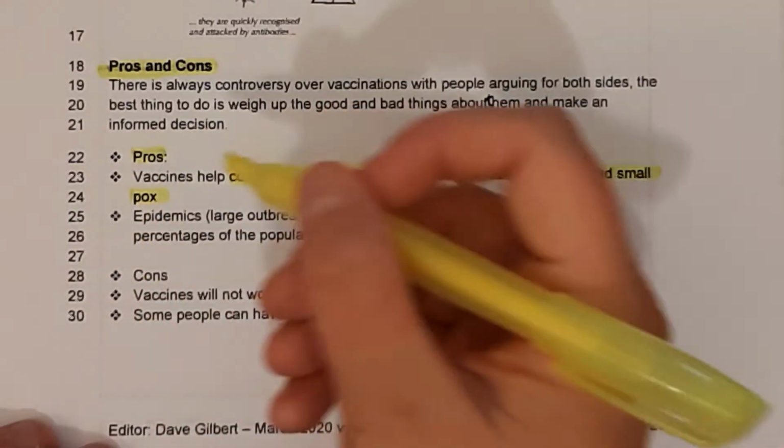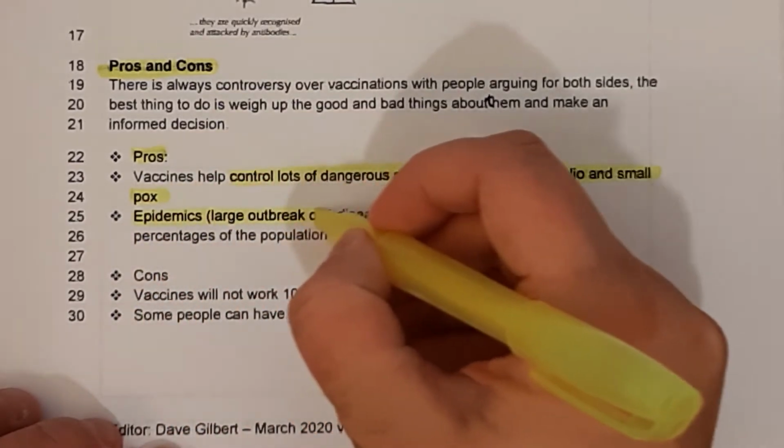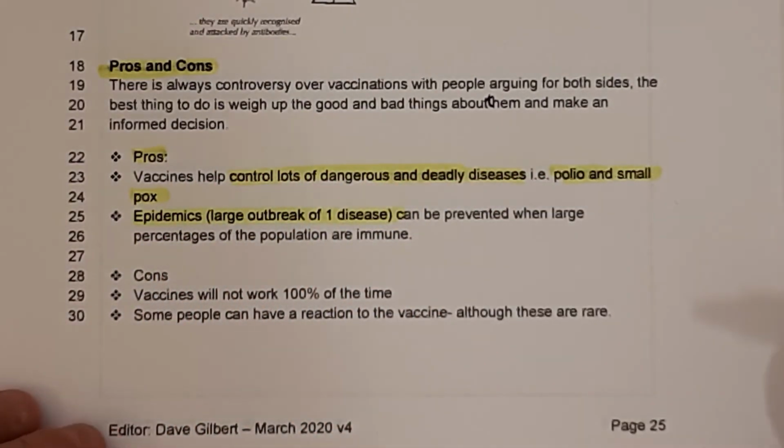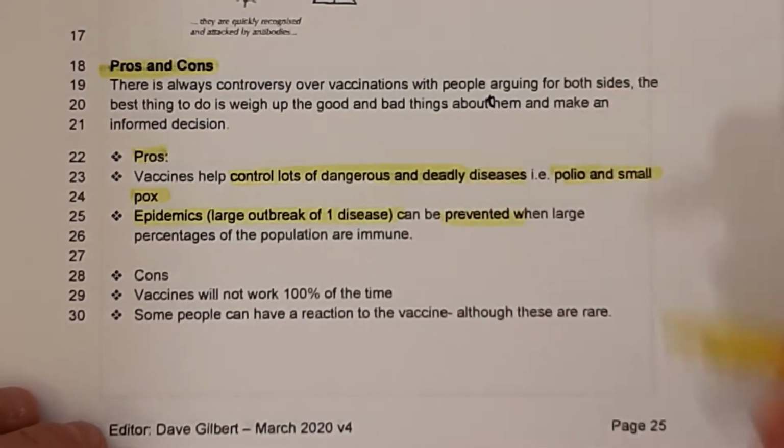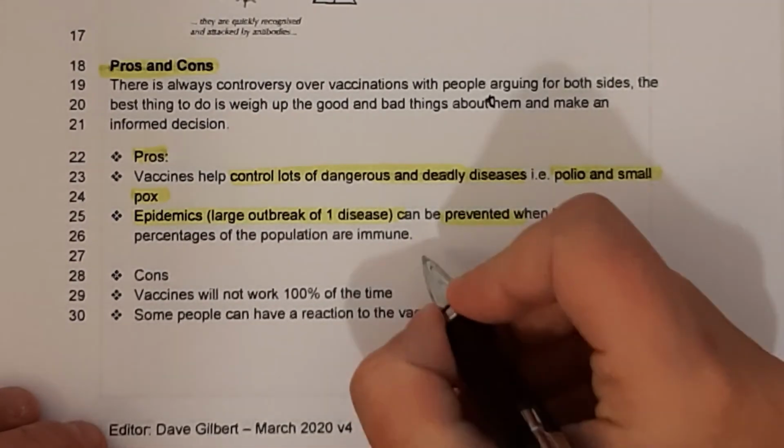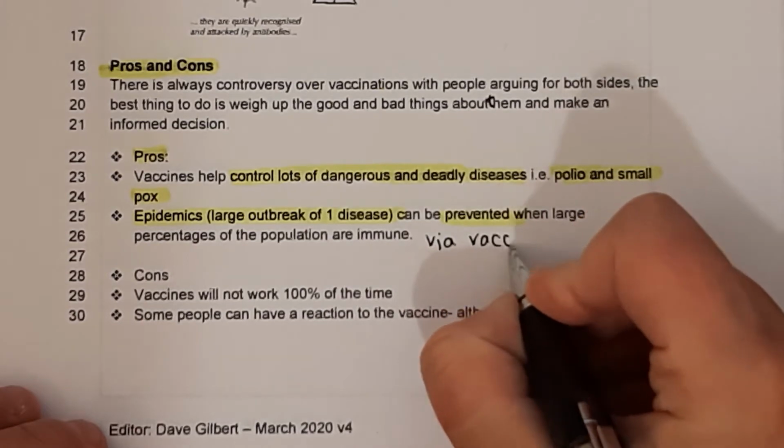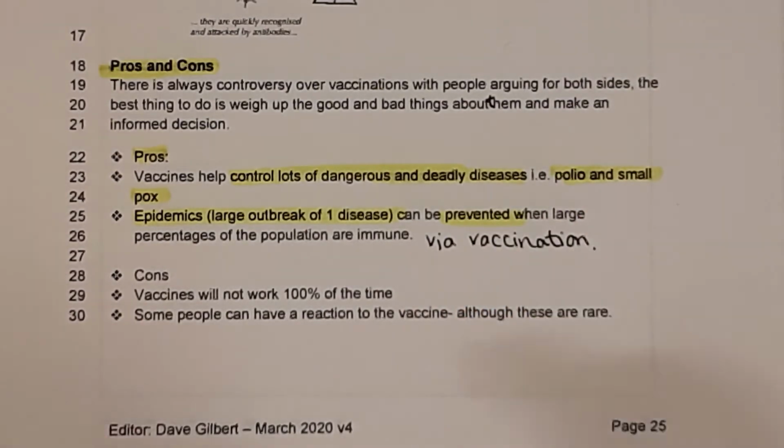Then we have epidemics, which is what we currently have with coronavirus. That is a large outbreak of one disease, and we can prevent these if large percentages of the population are immune. Okay, so that's really important, and we do this through vaccination. That's why at the moment people are incredibly worried about the fact that there isn't a coronavirus vaccination yet, and they're also working really hard in all the different countries across the world to develop a good vaccination to prevent the coronavirus epidemic continuing. So the quicker they get that vaccination and the more effective it is, the quicker we can get rid of this horrible disease that's killing many people across the world.